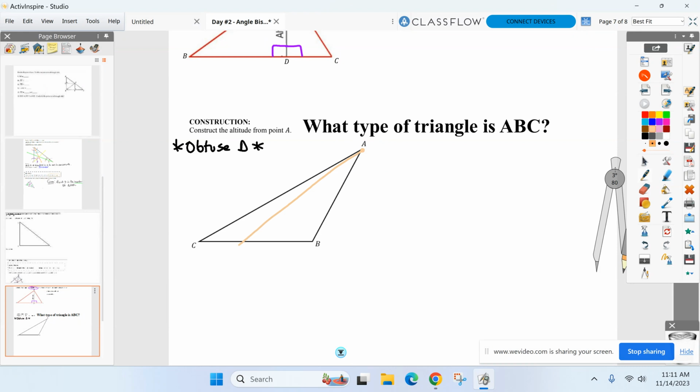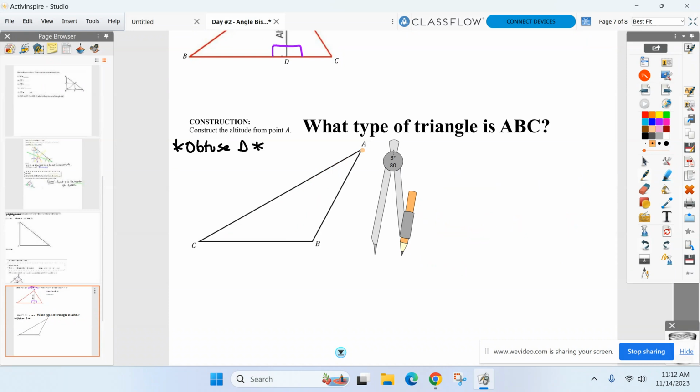Does that look like it's going to form a right angle? No, I don't think so. How about that? Does that look like it's going to form one? Where the heck is this bad boy going to be? That doesn't look like it's going to form one. So how in the world am I going to do this? You ready? Let's find out. Grab your compass. Let's figure out how to construct an altitude.